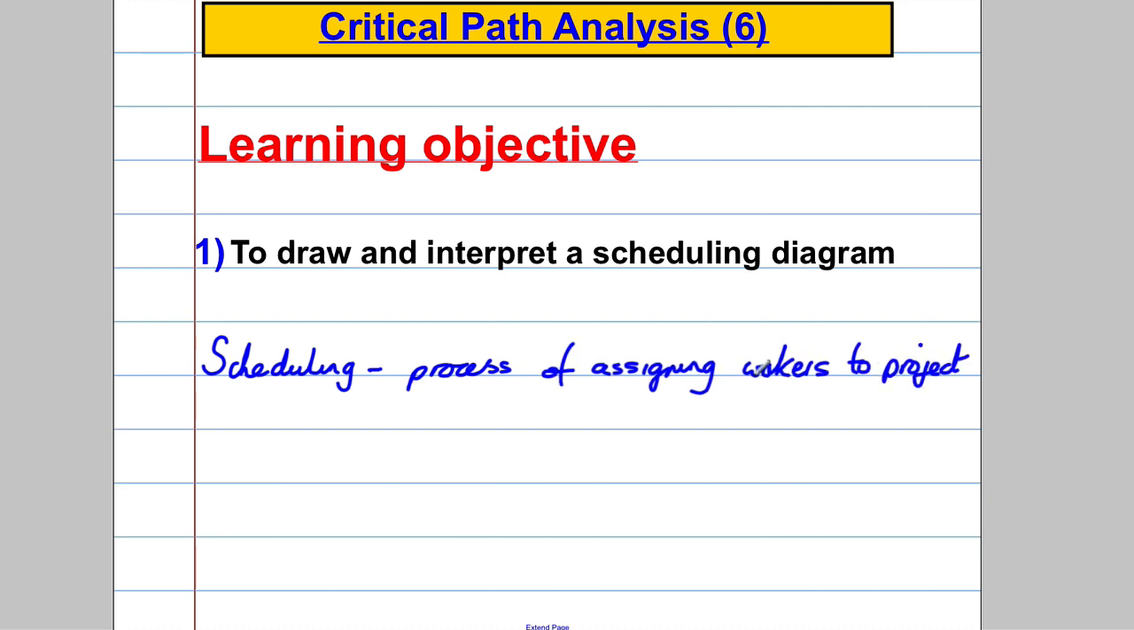Okay, so it's a process of saying I've got 3 employees. Employee 1, you do these activities. Employee 2, you do these activities. And employee 3, you do these activities, for example. And there are some assumptions that you need to make when scheduling.